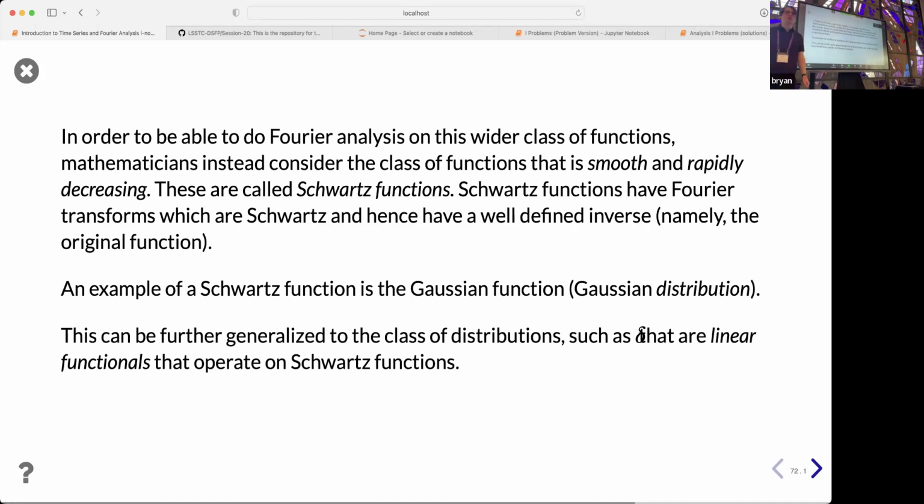Okay. Is there a descriptional difference between a function and a distribution in this context? Is a Gaussian function different than a Gaussian distribution? Is a Schwartz function different than a Schwartz distribution? Let's put a pin in that question, and I'm going to talk about what a distribution is, and then we can come back to that.